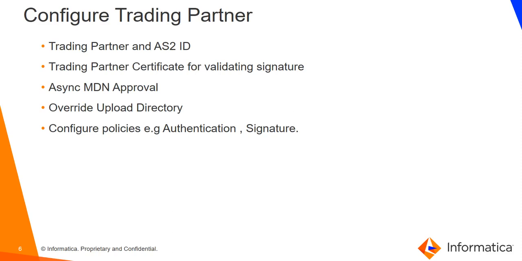Then the next step will be to create the trading partner. For creating a trading partner, we need to have an AS2 ID for the partner and the certificate for validating the signature. So we should get a public key from the partner and import it into the Informatica MFT. We need a setting for whether we want automatic or manual MDN approval. If we need to override anything specifically, like the directory or the signature or authentication which is part of the service, we can override it for that partner specifically while configuring the trading partner.